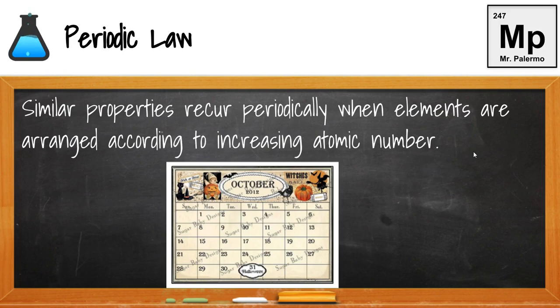And this sets up what is called periodic law, which means that there are similar properties that reoccur periodically when elements are arranged according to their increasing atomic number. Much like if you look at a calendar, there is a periodic repetition going across. Sunday, Monday, Tuesday, Wednesday, Thursday, Friday, Saturday, repeat. And that the vertical groups have similarities. In this case, it happens to be the same day of the week.